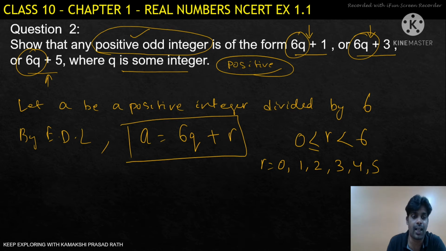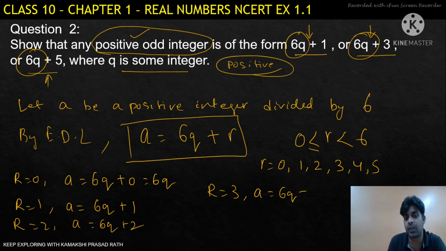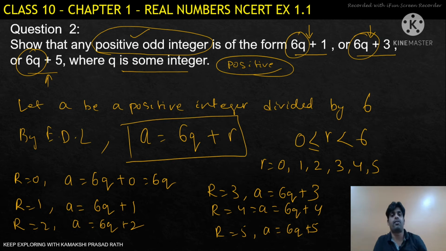See here, when we put r equals 0, a becomes 6q plus 0, that is 6q. Similarly, when r equals 1, a becomes 6q plus 1. When r equals 2, a equals 6q plus 2. When r equals 3, a equals 6q plus 3. With r equals 4, a equals 6q plus 4, and the last one, when r equals 5, a equals 6q plus 5. We have seen this already in our earlier videos. According to the remainder, we can change the form. So a becomes 6q, then 6q plus 1, and so on.